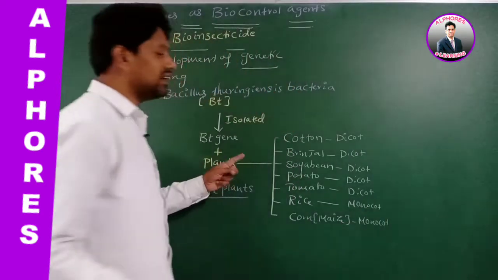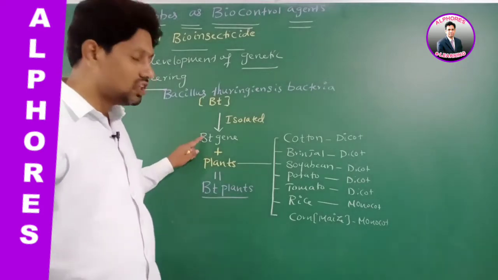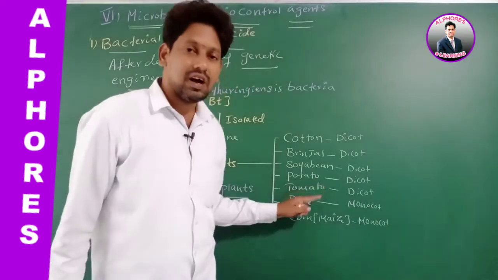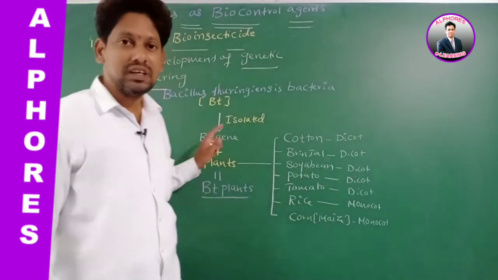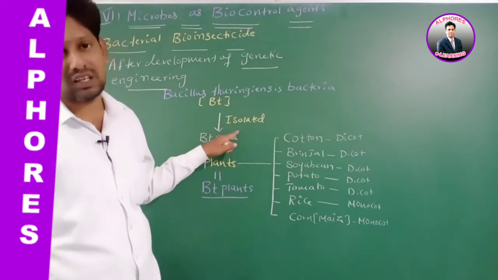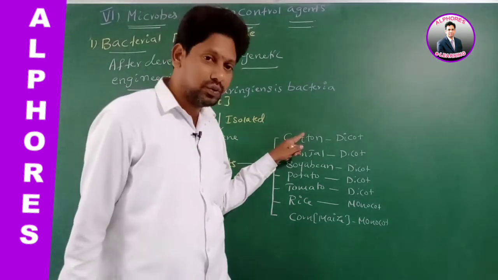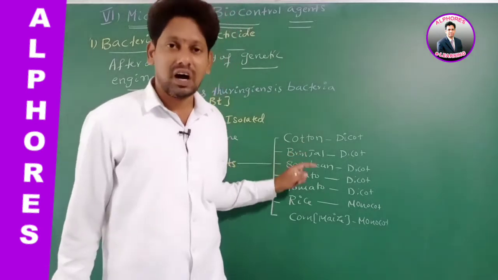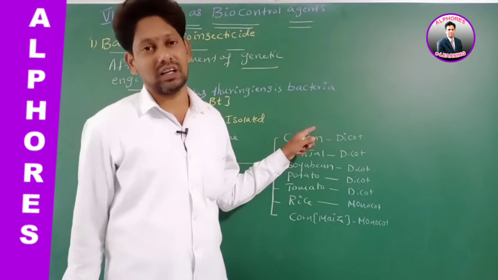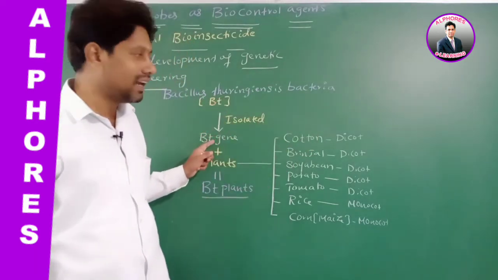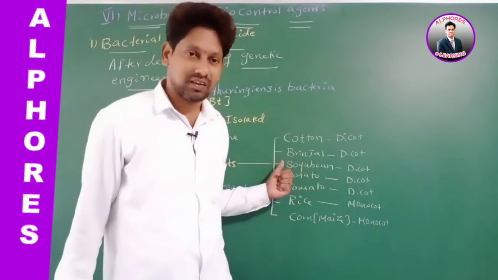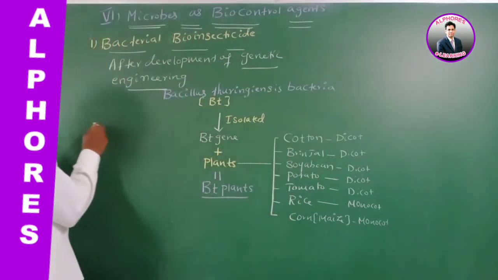It clearly indicates that a BT gene can be introduced either into a dicot plant or into a monocot plant. A BT gene, this is a gene of bacteria, a prokaryotic organism, which can be introduced either into a dicot plant or into a monocot plant. Is it okay? Plants are eukaryotic. It means we are introducing a prokaryotic gene into eukaryotic organisms. Is this statement clear? Right? This is a very, very important statement.